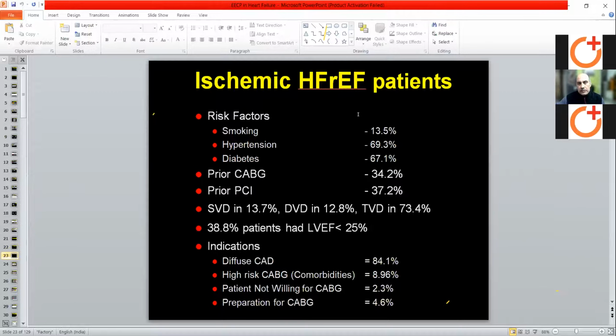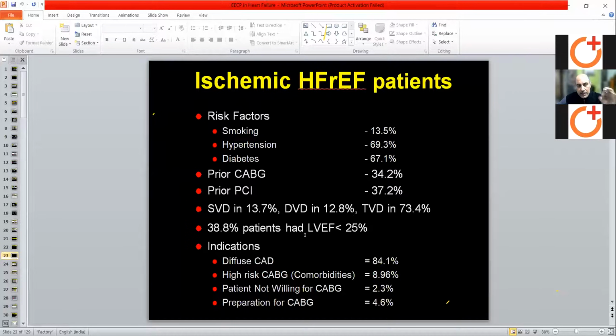The risk factors were the conventional ones, but hypertension and diabetes were very common, nearing 70% of the population. Majorly about 50 to 60% of people had a prior angioplasty or bypass surgery, and triple vessel disease was present in 73% of patients. Ejection fraction less than 25 was in 38.8% of patients. Almost 40% of patients had ejection fraction less than 25%. So this is what we had.